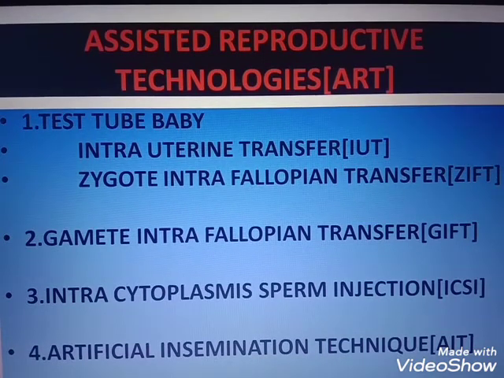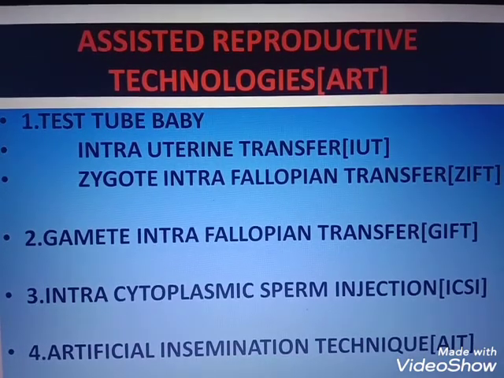ART is mainly classified into 4 types. The 4 types are: test tube baby, which is again classified into 2 groups, intrauterine transfer and zygote intrafallopian transfer. Intrauterine transfer, the short form is IUT, and zygote intrafallopian transfer is ZIFT. The second is gamete intrafallopian transfer, GIFT. The third one is intracytoplasmic sperm injection, ICSI. Then the fourth one is artificial insemination.